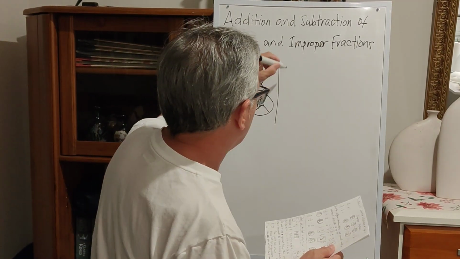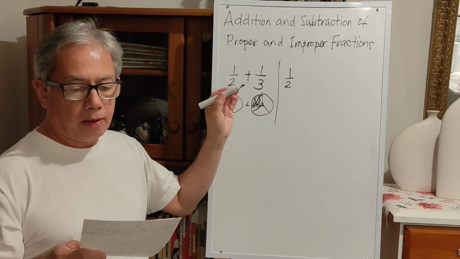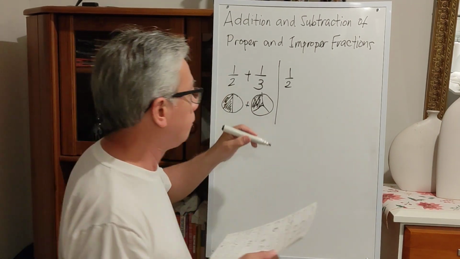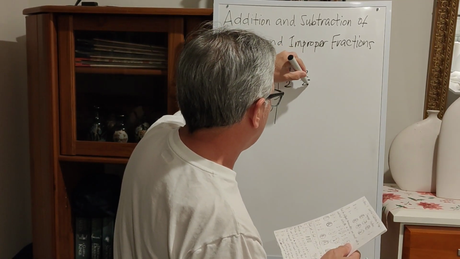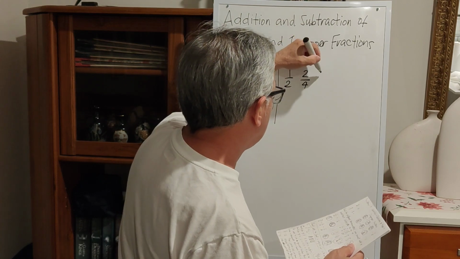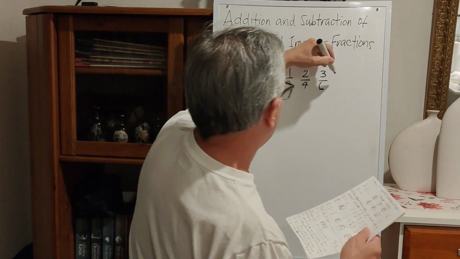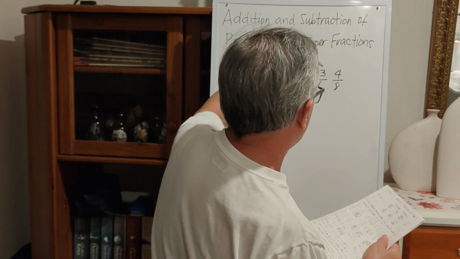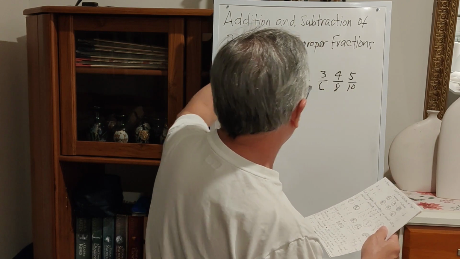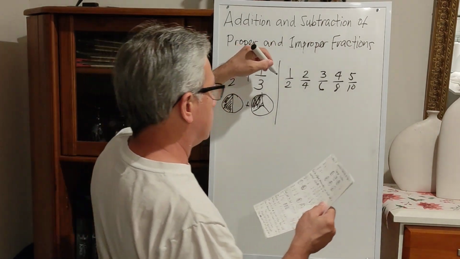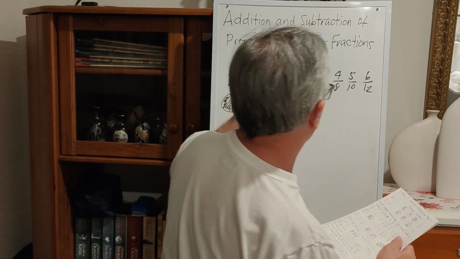So for 1/2, we get all the equivalent fractions. So we multiply this by 2, it becomes 2 over 4. We multiply both by 3, becomes 3 over 6. We multiply both by 4, becomes 4 over 8. We multiply by 5, it becomes 5 over 10. We multiply both by 6, this one becomes 6 over 12.